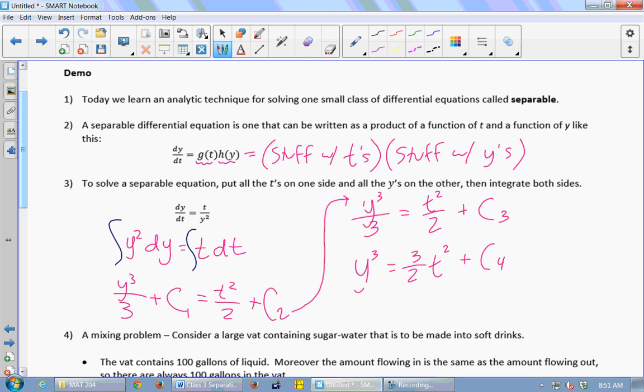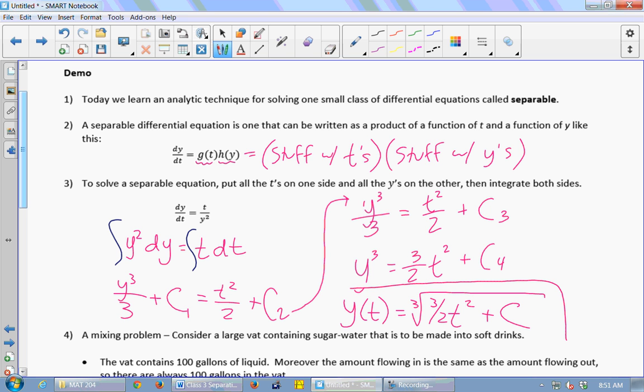And then finally, cube root both sides. And I've got a function y of t, y with respect to t, is the cube root of 3 halves t squared plus some arbitrary constant. And you could call that thing c4, you could leave it c4, you could call it c5. I usually, as a convention, which is completely my particular choice, when I write my final answer, I call my one final constant that I kept c, no subscript.